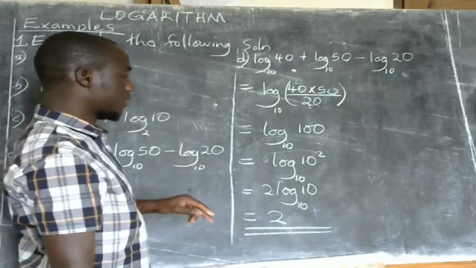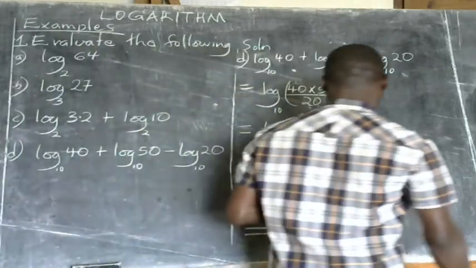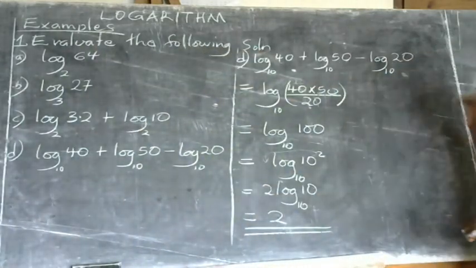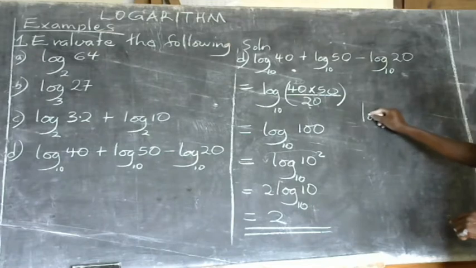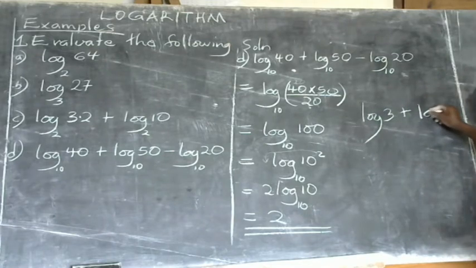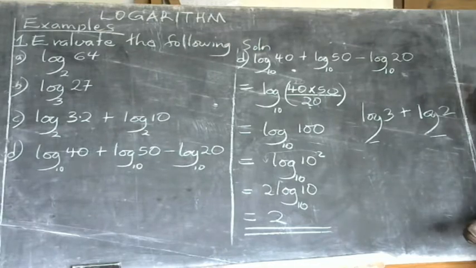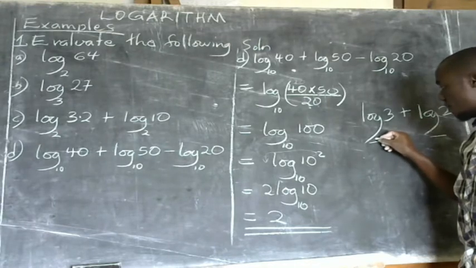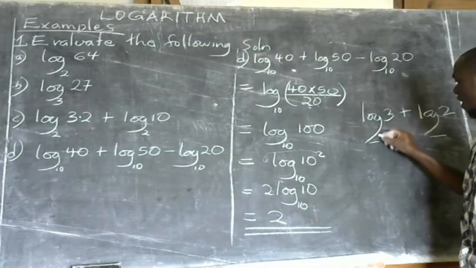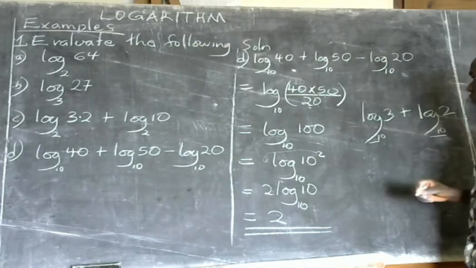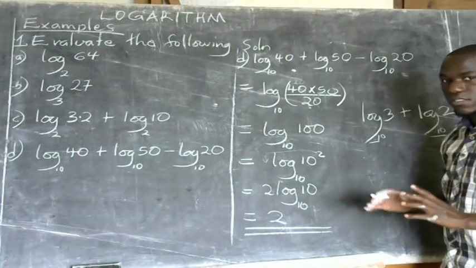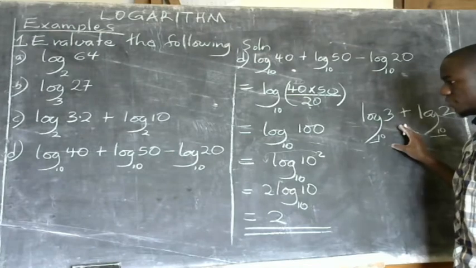Now, there are some instances where they will just write log of 3 maybe plus log of 2, and then they tell you to simplify. Here you will not be seeing a base, right? So we take the base to always be base 10. Where they give you the number and it has no base, we take it to be base 10.